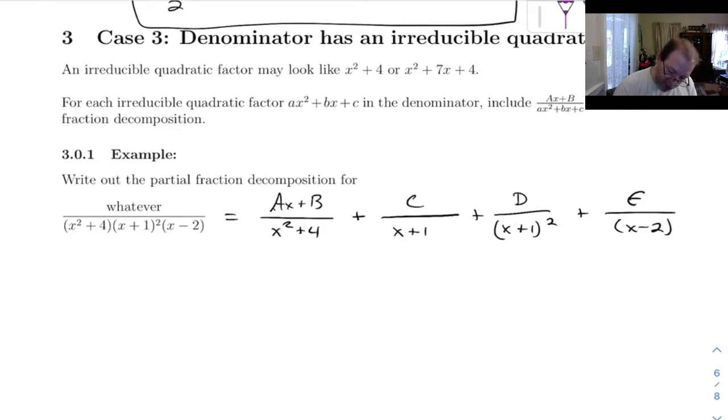Now sometimes people ask, why does this one have an ax plus b and this one doesn't? Well, this one is a repeated linear term, because it's x plus 1 squared. This is something that can't be factored. So if it's a quadratic that can't be factored, that's when you put ax plus b.